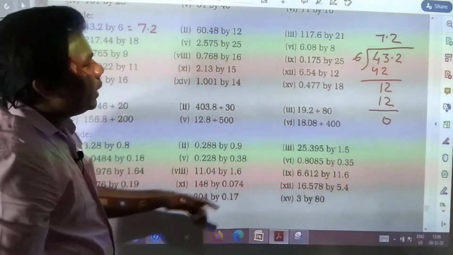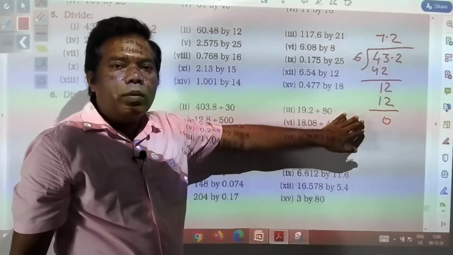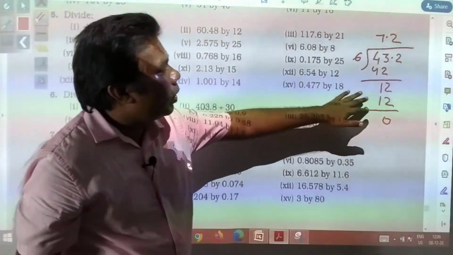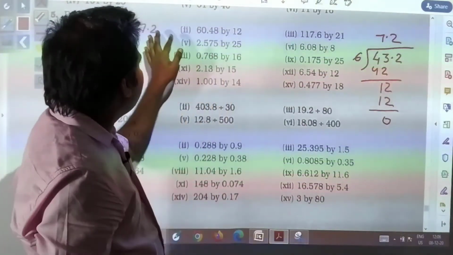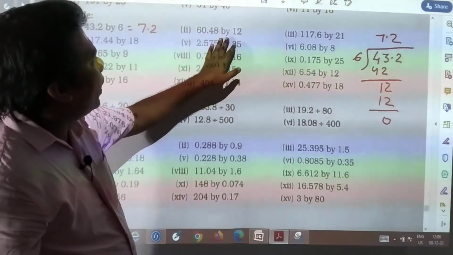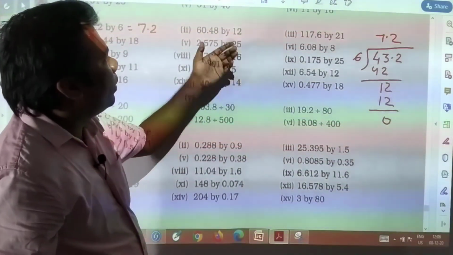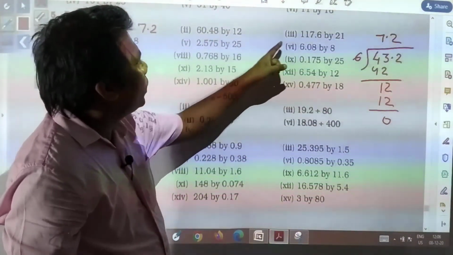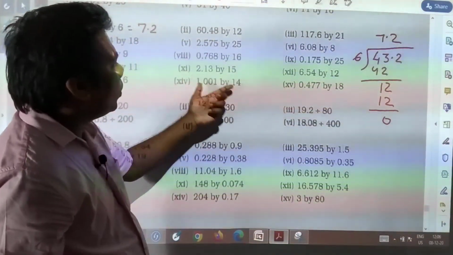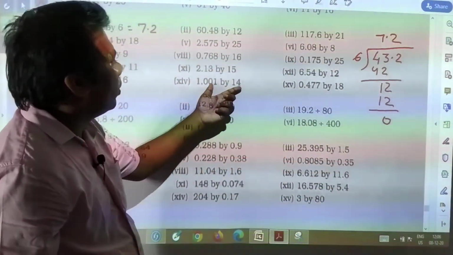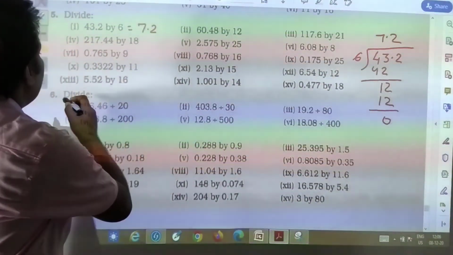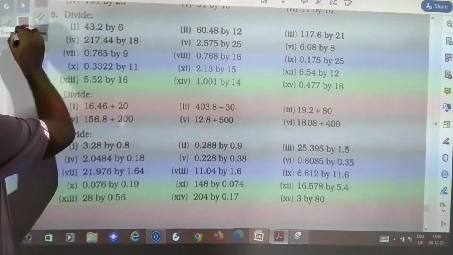So these all the things you need to do in your notebook in proper way. This also is required to be shown. This is not required to be done in rough. Here itself it is required to be written. 60.48 divided by 12. In the same way you need to do. These all the questions you need to do by yourself, and similar questions are there. I hope you will be able to do this. Suppose one more question can be taken here. You see any of the question.